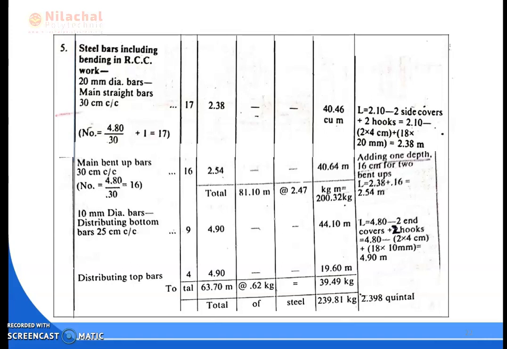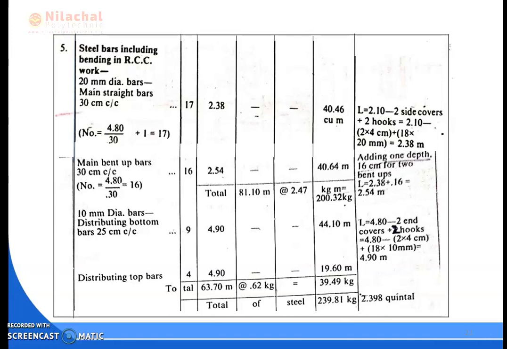After that, the main bar is further divided into two types. One is the main straight bar, and the other is the main bent up bar. In the main straight bar and main bent up bar, both diameters are the same, and the center to center distance of laying the bars is also the same. The only difference between the bars is in length, and both bars are provided in the RCC slab.